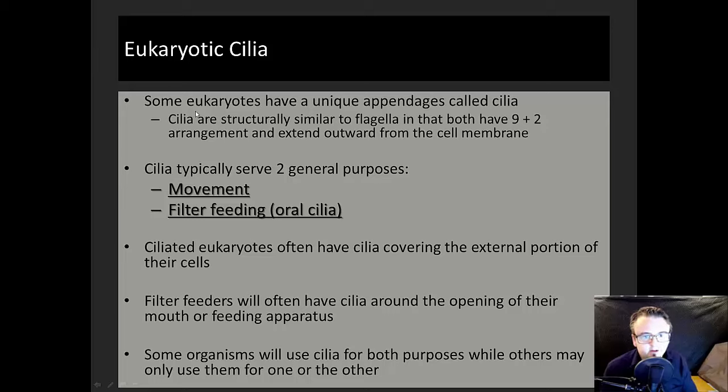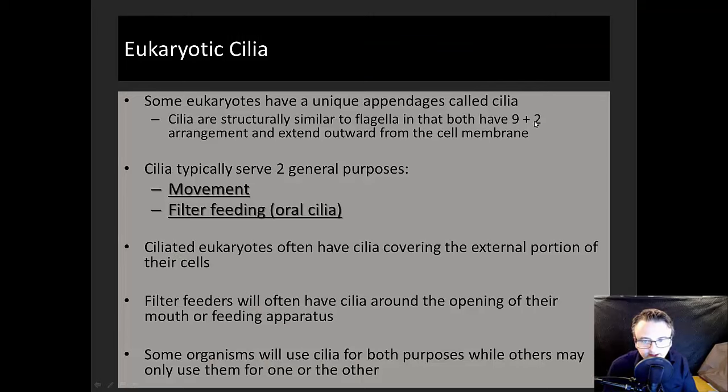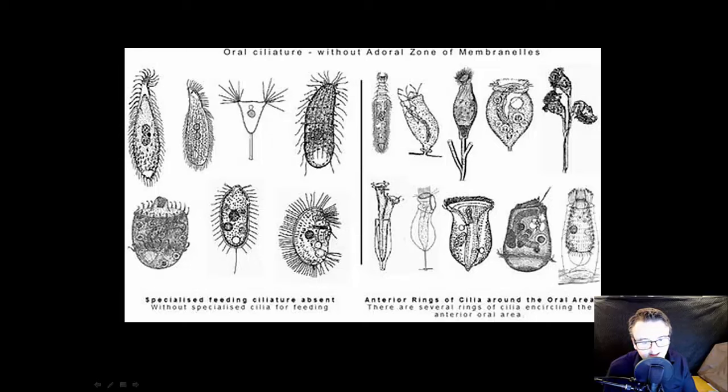So cilia are similar to flagella in a couple ways. In one way, they both have the 9+2 arrangement. If we go back here, we see cilia here and flagella here, and they both can be shown in the same diagram, representing the 9+2 arrangement. In addition, they both can serve for movement, and in the cilia, these act as little oars that move an organism, like lots of little propellers.